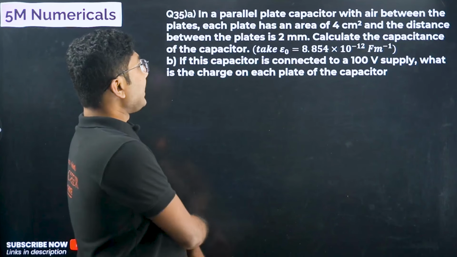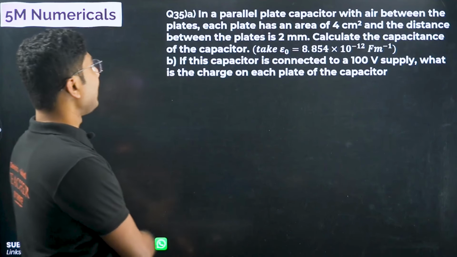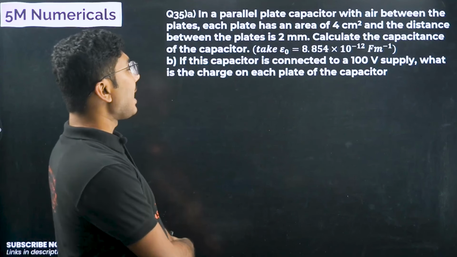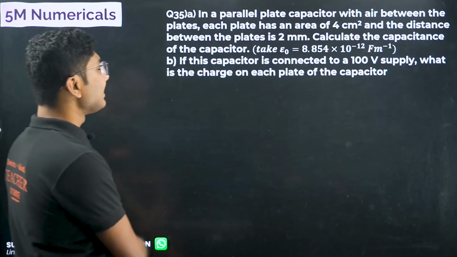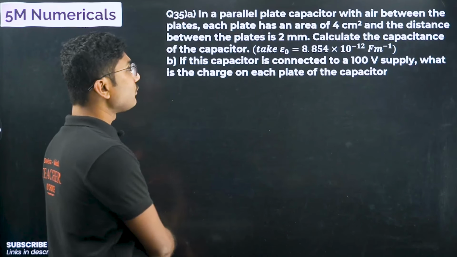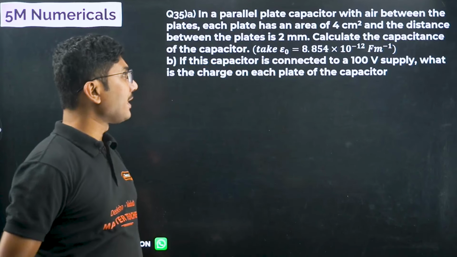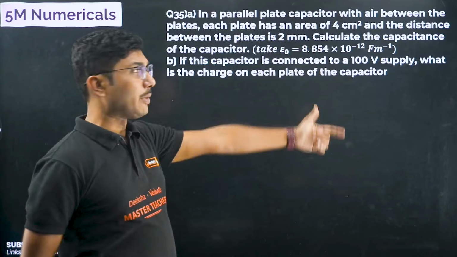In a parallel plate capacitor with air between the plates, each plate has an area of 4 centimeter square and the distance between the plates is 2 millimeter. Calculate the capacitance of the capacitor. Take epsilon naught equals 8.854 into 10 to the power of minus 12.